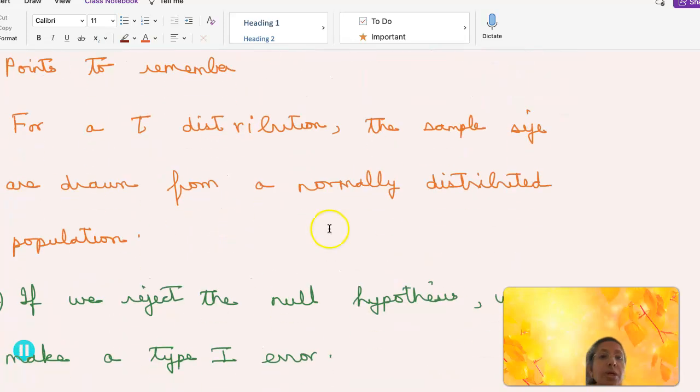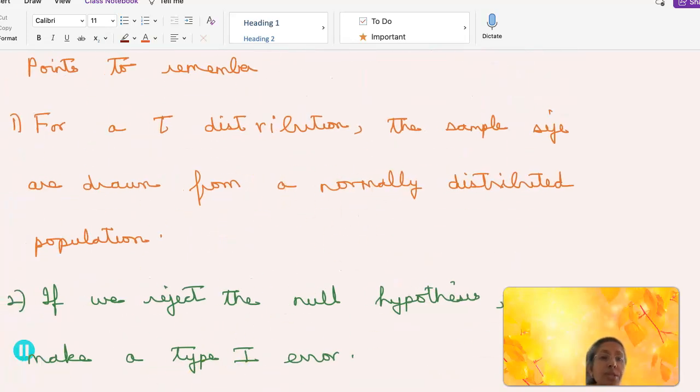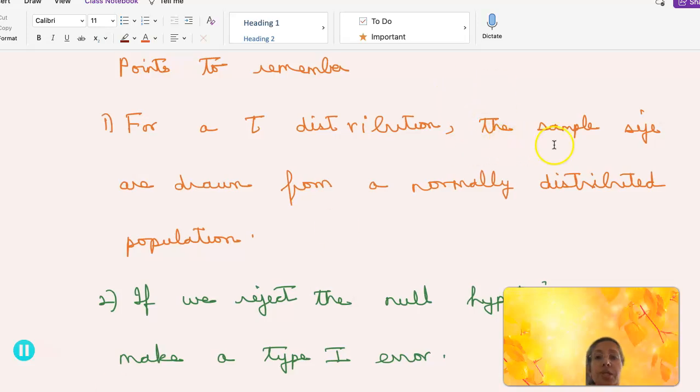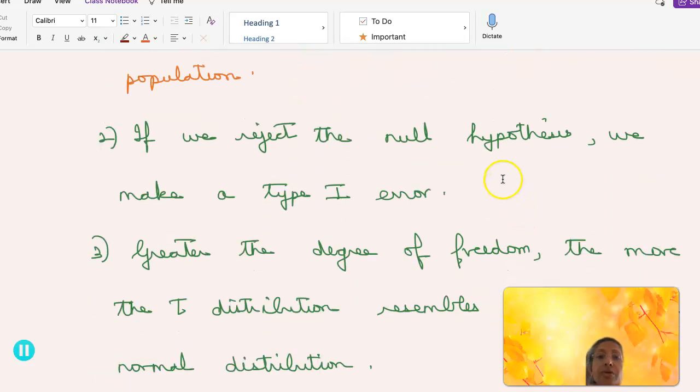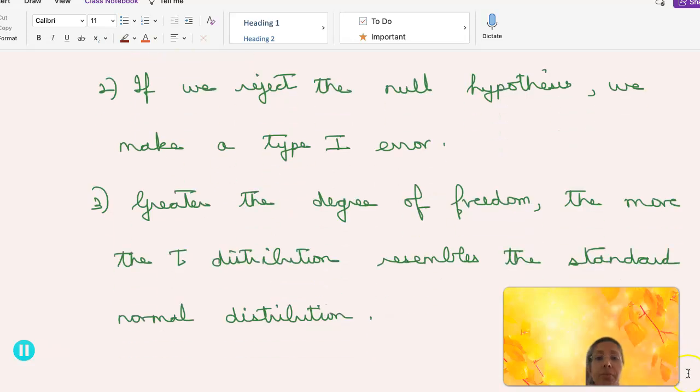So points to remember, this can come as objective questions or multiple choice questions. For a t distribution, the samples are drawn from a normally distributed population. If we reject the null hypothesis, we make a type 1 error, and the greater the degree of freedom, the more the t distribution resembles the standard normal distribution. So we have learned to use a t-test, what is a one sample, two sample, and a paired t-test. We have learned how to read the t-distribution table, how to calculate the test statistic, degrees of freedom, and the rejection rule using p-values and critical values.